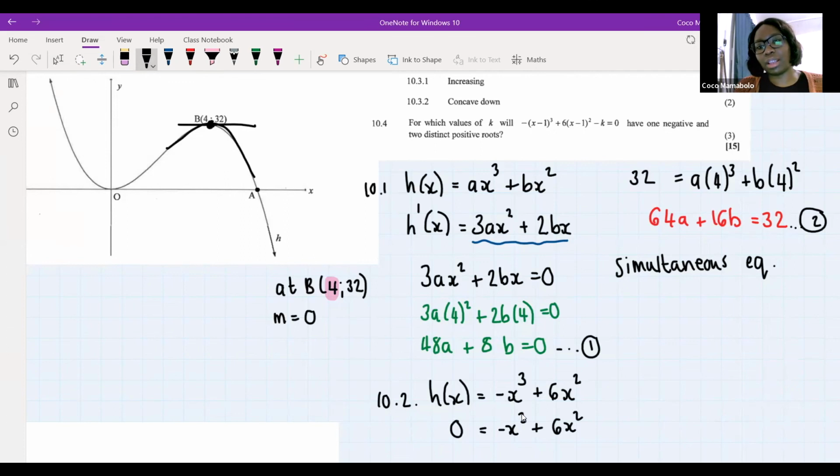I'm going to write it the other way around. Negative x cubed plus 6x squared is equal to 0. I'm going to take x out as a common factor. I'm actually going to take negative x out because it just looks neater. Negative x, and I'm going to end up with x squared plus 6x. Oh, I can take x squared out actually. x squared out, and I'm going to have x plus 6 left. x plus 6 is equal to 0.